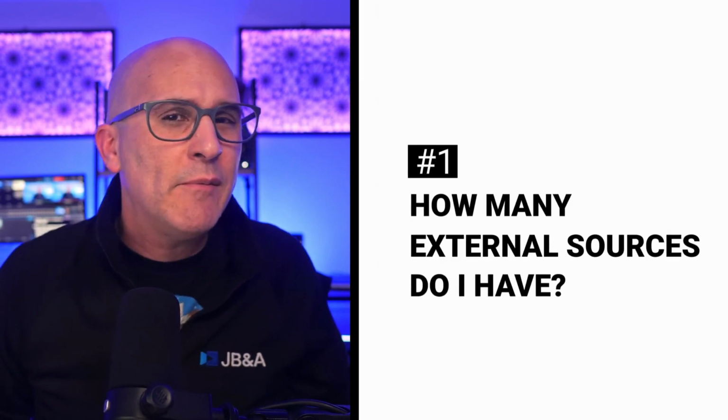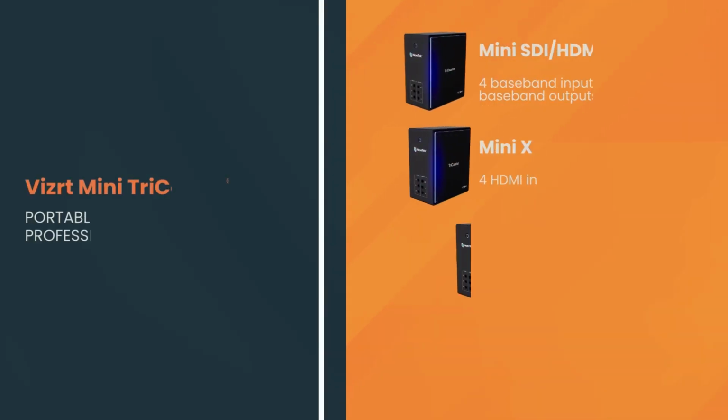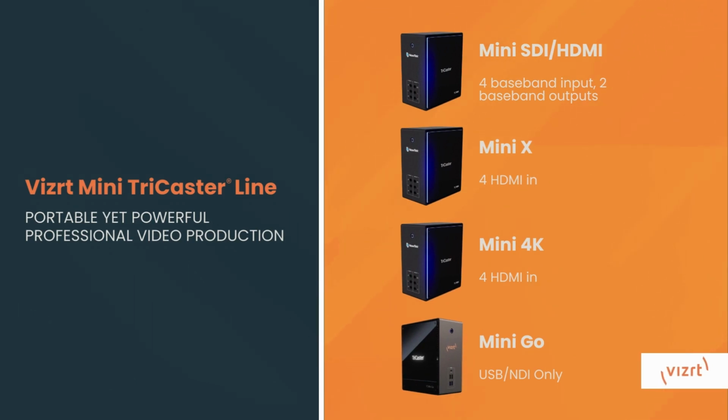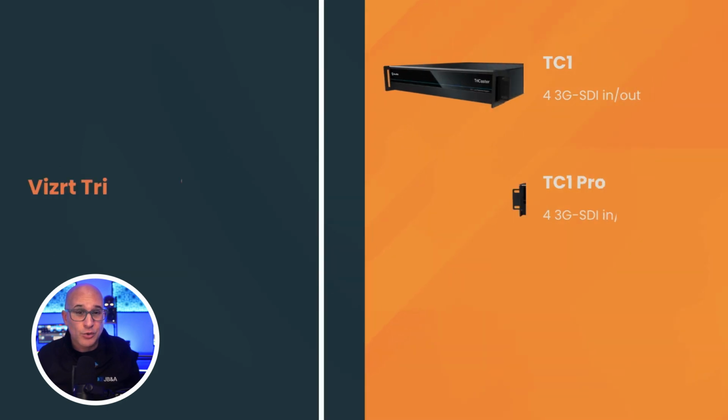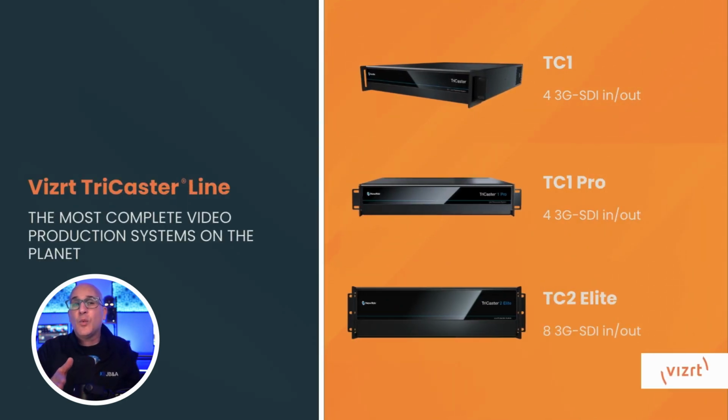Number 1. How many external sources do I have? Now this could be cameras, media players, graphic engines, computers running PowerPoint. If you count all these up and they're less than 8, then the Mini series is the right place to start. However, if you ran out of fingers and are taking your shoes off currently, then jump straight to the TC1, TC1 Pro, or TC2 series.